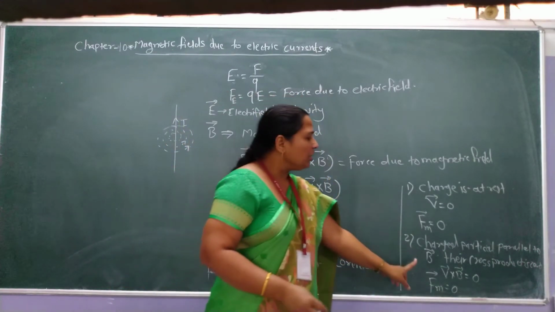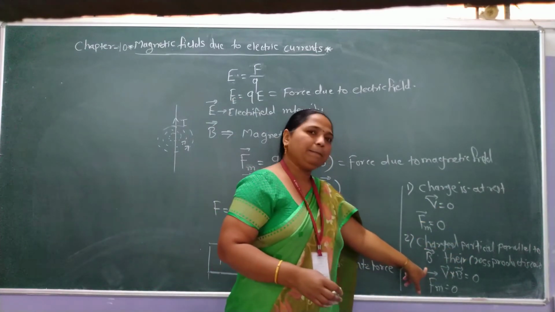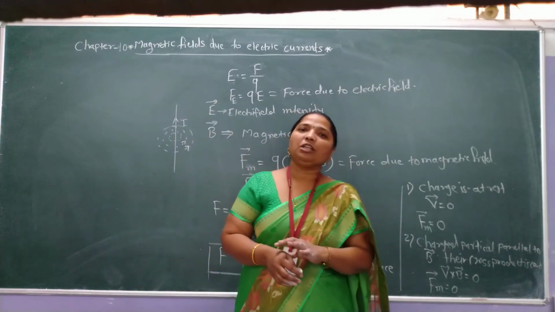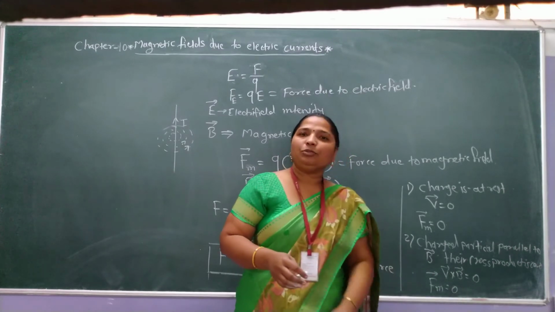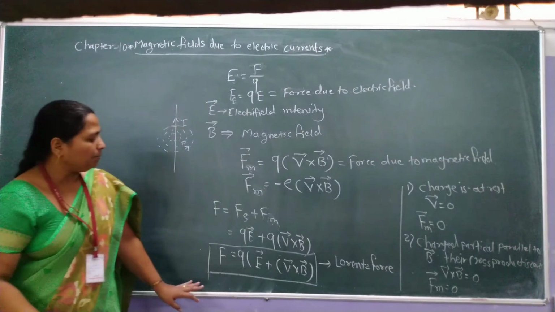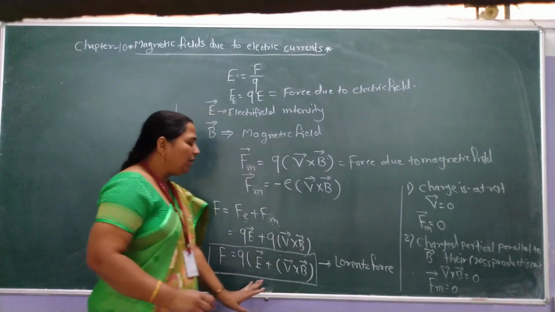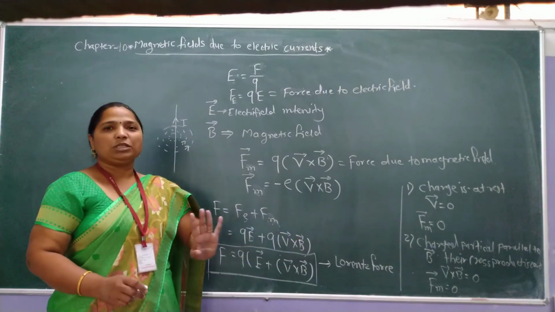And in the second condition, if the charge particle is parallel to the magnetic field, their cross product is 0. If the two vectors are parallel to each other, their cross product is 0. Therefore, Fm is equal to 0. The total force, the force due to the electric field plus the force due to the magnetic field, is known as the Lorentz force.